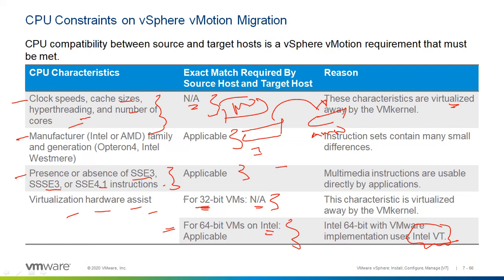All right, so these are the CPU conditions where vSphere vMotion ignores some of them, but some of them are applicable. For these it will ignore; it will not matter what is on source or target. But for these it will be applicable, it will check. For a 32-bit VM it is not an applicable factor, but for a 64-bit VM it is. So these are some CPU compatibility functions.